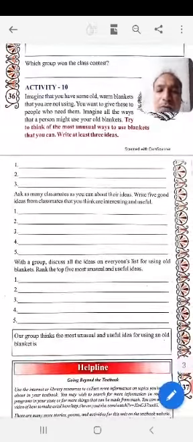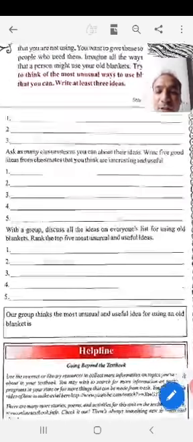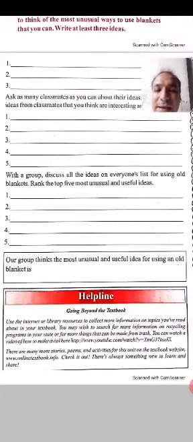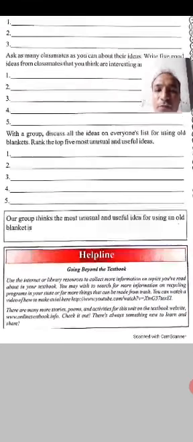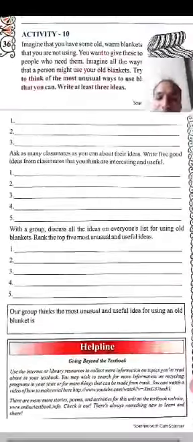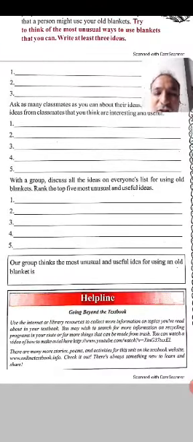Next, ask as many classmates as you can about their ideas. Write 5 good ideas from classmates that you think are interesting and useful. Next, with the group, discuss all the ideas on everyone's list for using old blankets. Rank the top 5 most unusual and useful ideas. Our group thinks this is the most unusual and useful idea for using an old blanket.